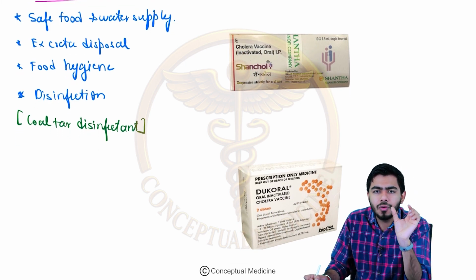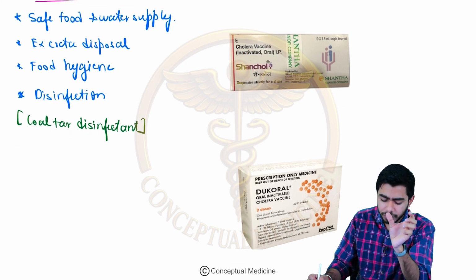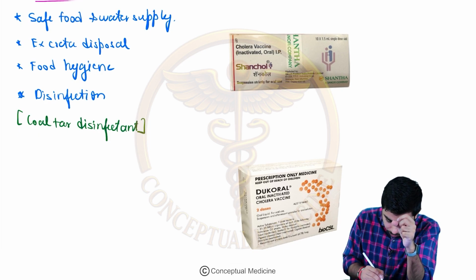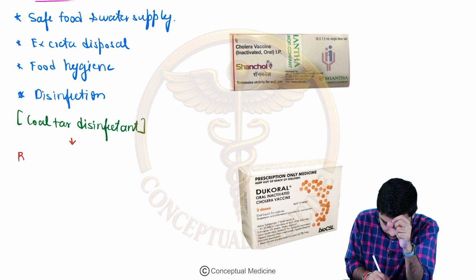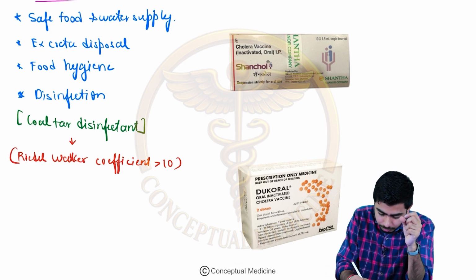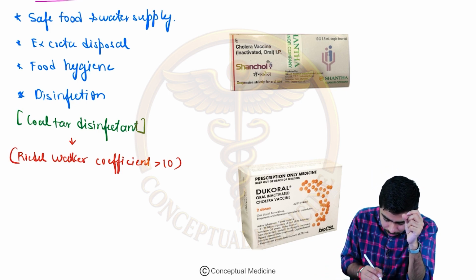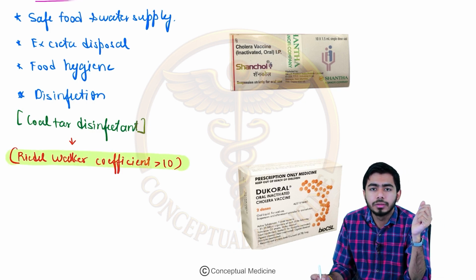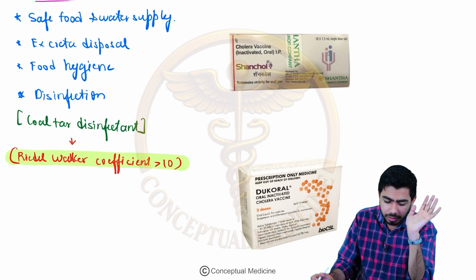And the main thing over here in the coal tar disinfectant is the Riedel-Walker coefficient, that is the RW coefficient. So the Riedel-Walker coefficient should be more than 10. This question has already been asked earlier. Riedel-Walker coefficient should be more than 10, guys, if you are using this coal tar disinfectant.